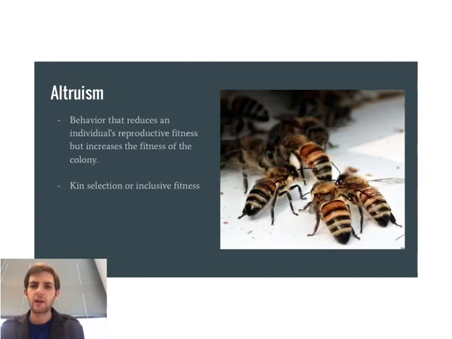And then the last thing that we really need to talk about here is something called altruism. This is a pretty interesting behavior that animals exhibit. This is a behavior that reduces an individual's reproductive fitness, but it increases the fitness of the colony or of other members of the same species. It's also known as kin selection or inclusive fitness. This is pretty common in bees. For example, those worker bees, if something is attacking a hive, will actually sacrifice themselves for the other individuals. And there is a genetic basis to this as well.